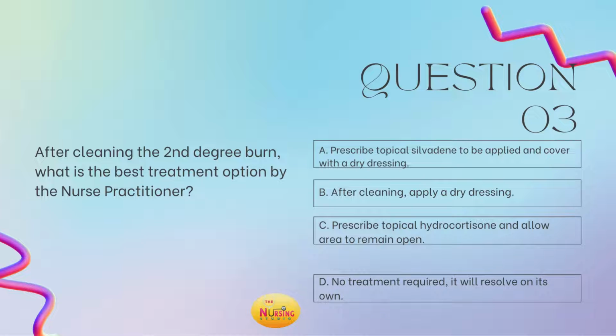All right, so stem the question is the actual question here. After cleaning the second degree burn, what is the best treatment option by the nurse practitioner? So if we're treating, we have to look and see what the diagnosis is, right? So it's already told us that it's a second degree burn. We have cleaned it. So now what do you want to prescribe to that patient, and what can you do for that patient? And so with second degree burns, after we clean with soap and water and keep the blisters intact, you want to prescribe a topical Silvadene to be applied and cover it with a dry dressing to also keep it clean and to keep those blisters covered and secure.